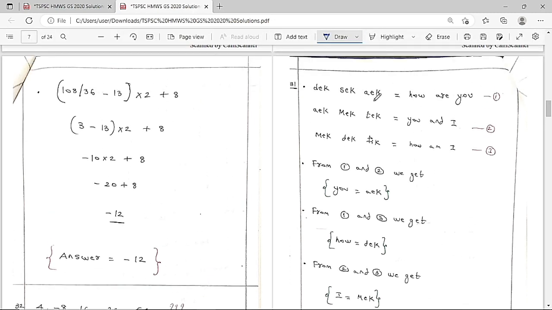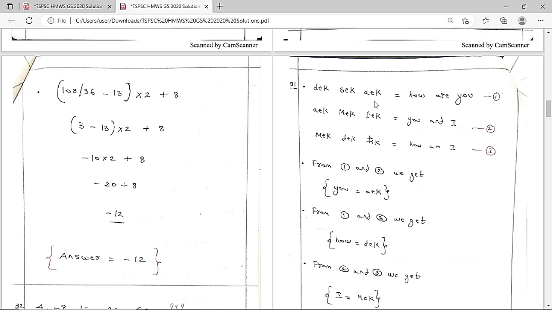Now see the solution here. What are we given? Dek, sek, ek means how are you. This is equation 1. Next, ek, mek, tek means you and I. This is equation 2. Similarly, mek, dek, pik means how am I. This is the third equation. In this question, what is the code for am? We need to figure out the code for am. So let's solve this.